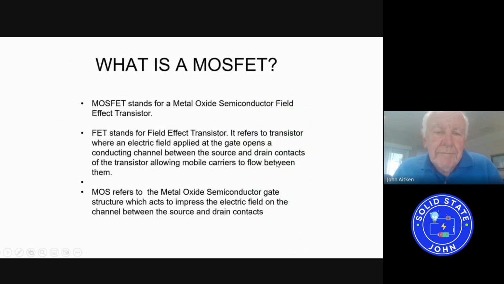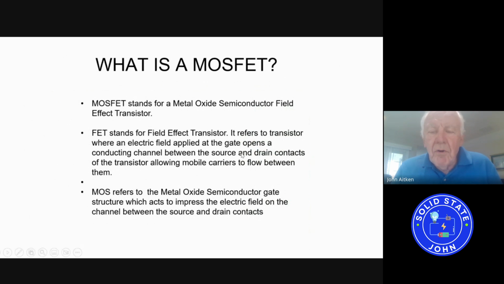What's a MOSFET? MOSFET is an abbreviation for a metal-oxide-semiconductor field effect transistor. Each one of those is describing something about the MOSFET. FET stands for field effect transistor. It refers to a transistor where an electric field applied at the gate opens a conducting channel between the source and drain contacts of the transistor, allowing mobile carriers to flow between them.